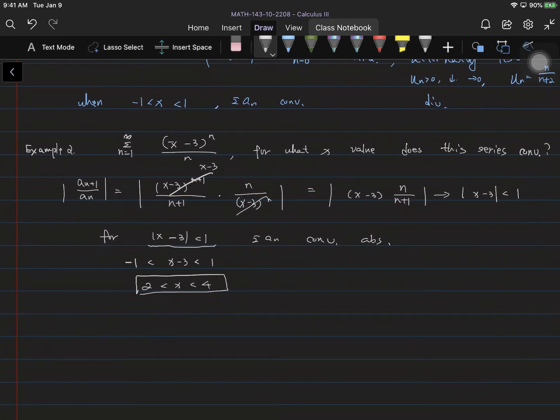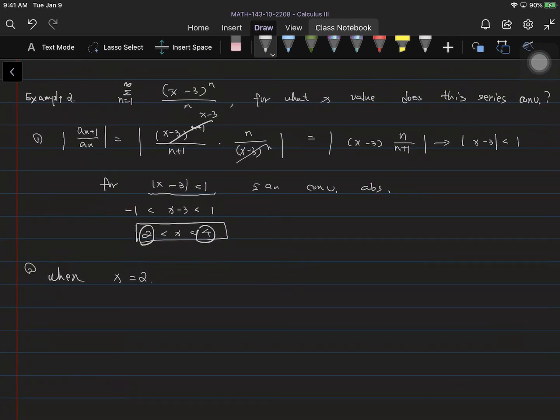And next, we need to know when absolute value of x minus 3 equals 1. That just means the endpoints. You can just take a look at those two numbers. Next, first step, second, when x equals 2, the absolute value of x minus 3 equals 1.